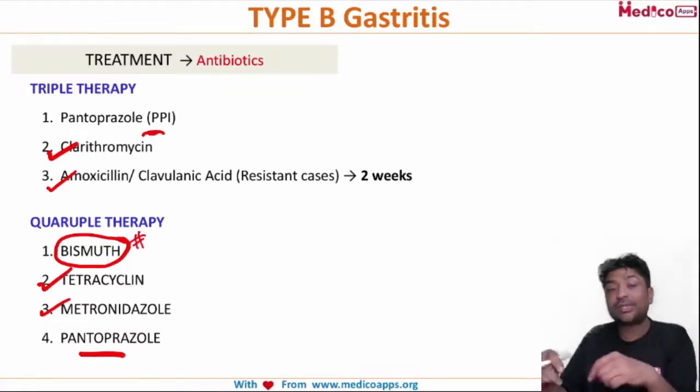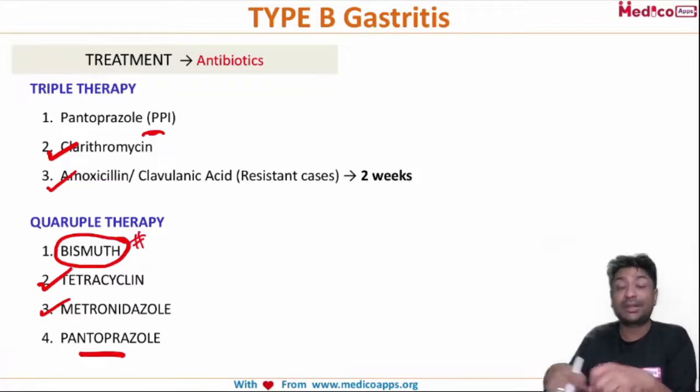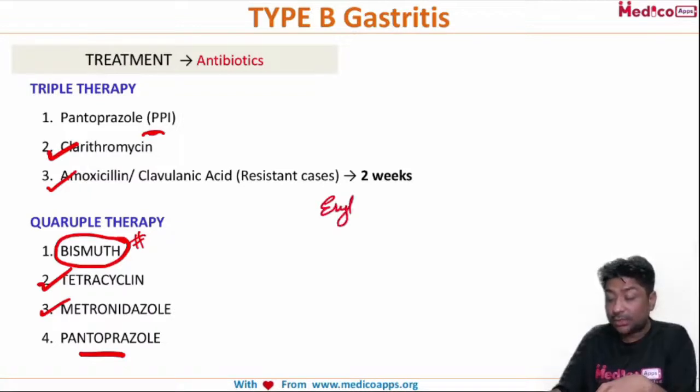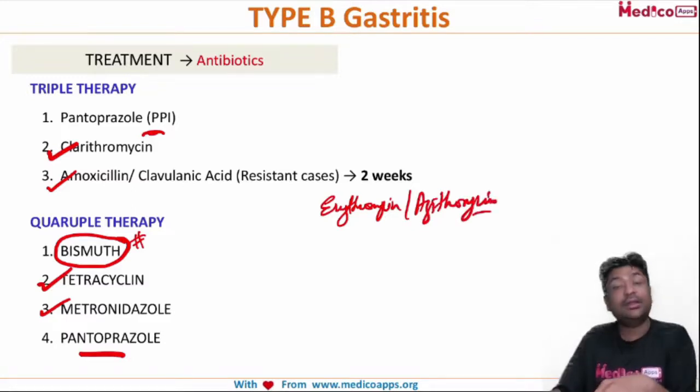The question which was asked: which are the antibiotics which are not effective in treatment of type B gastritis or H. pylori infection, and the correct answer in the exam was erythromycin or azithromycin. Okay, so both these are not effective in treatment of H. pylori. So clarithromycin, amoxicillin, clavulanic acid you can give, or tetracycline along with metronidazole.